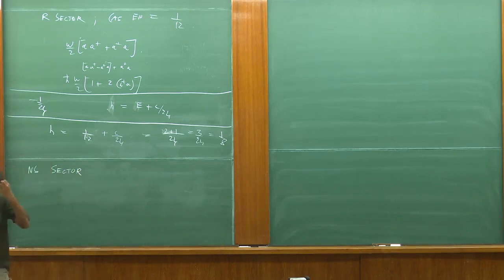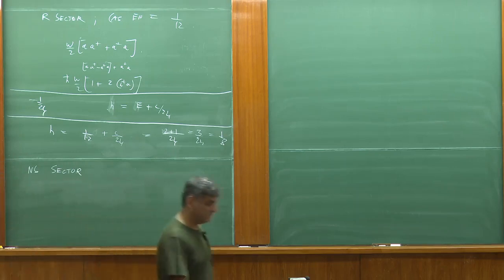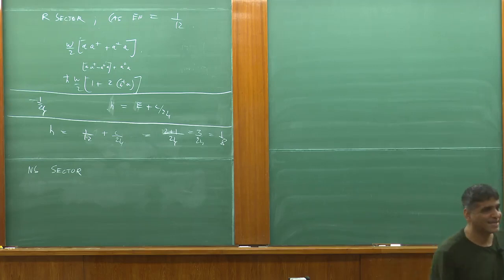Okay. Now, in the nth sector, what do we know? We know that the operator dual to the ground state is the identity. That has dimension zero. So it had better be that the ground state Casimir energy of the nth sector is equal to minus 1 by 24, so that the shift by plus c by 24 can give you 0.